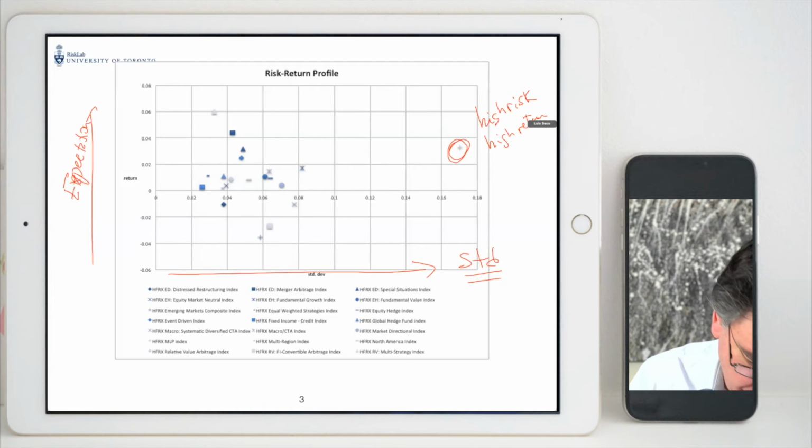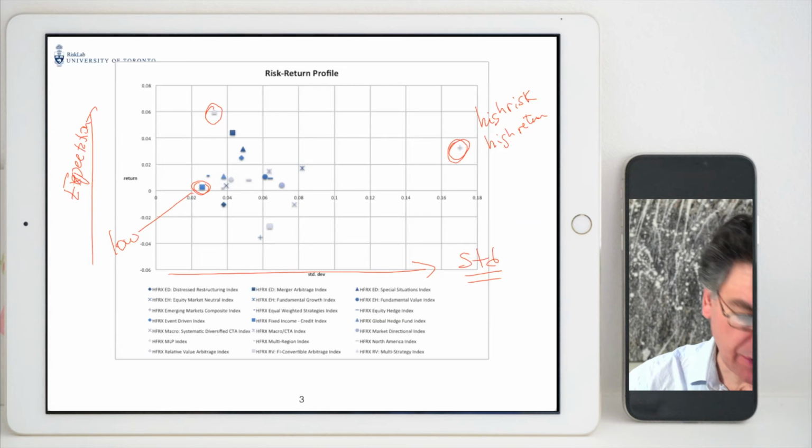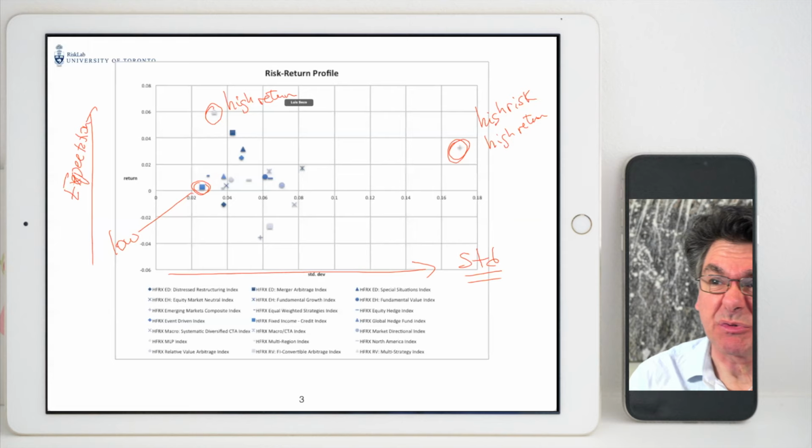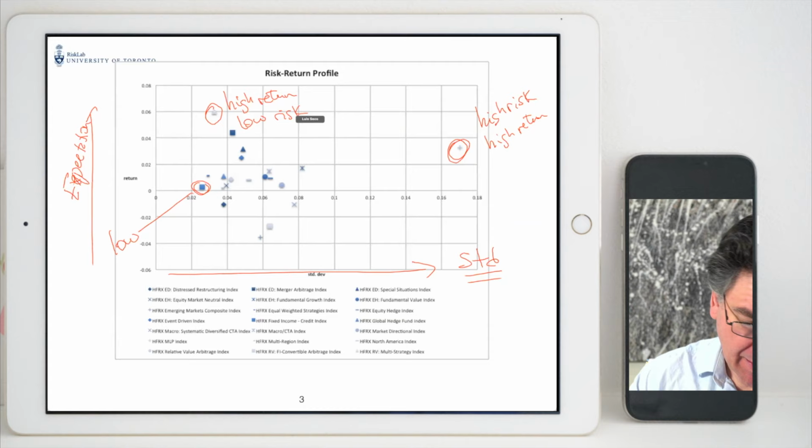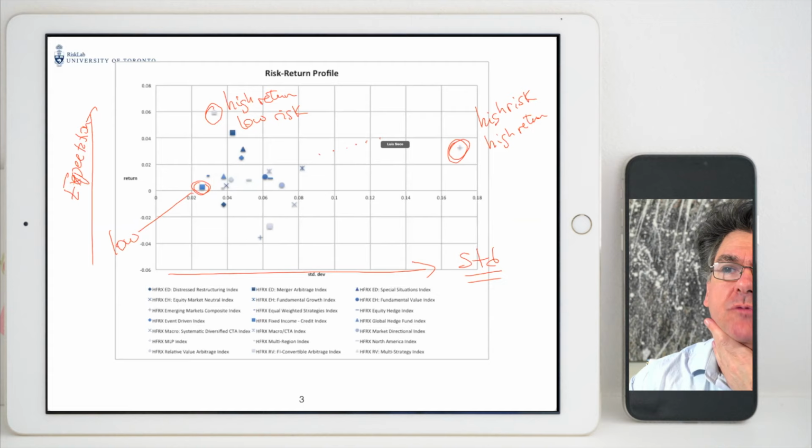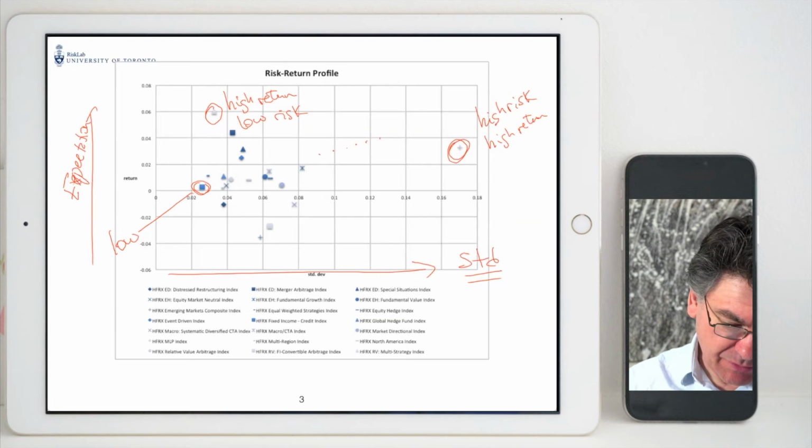We see, for example, this one here has low risk and low return, right? This one here, for example, it looks very good. It has very high return and low risk. It's the highest return, right? And low risk. And so on and so forth, okay? So this is a convenient way to view these strategies from a risk and return perspective.